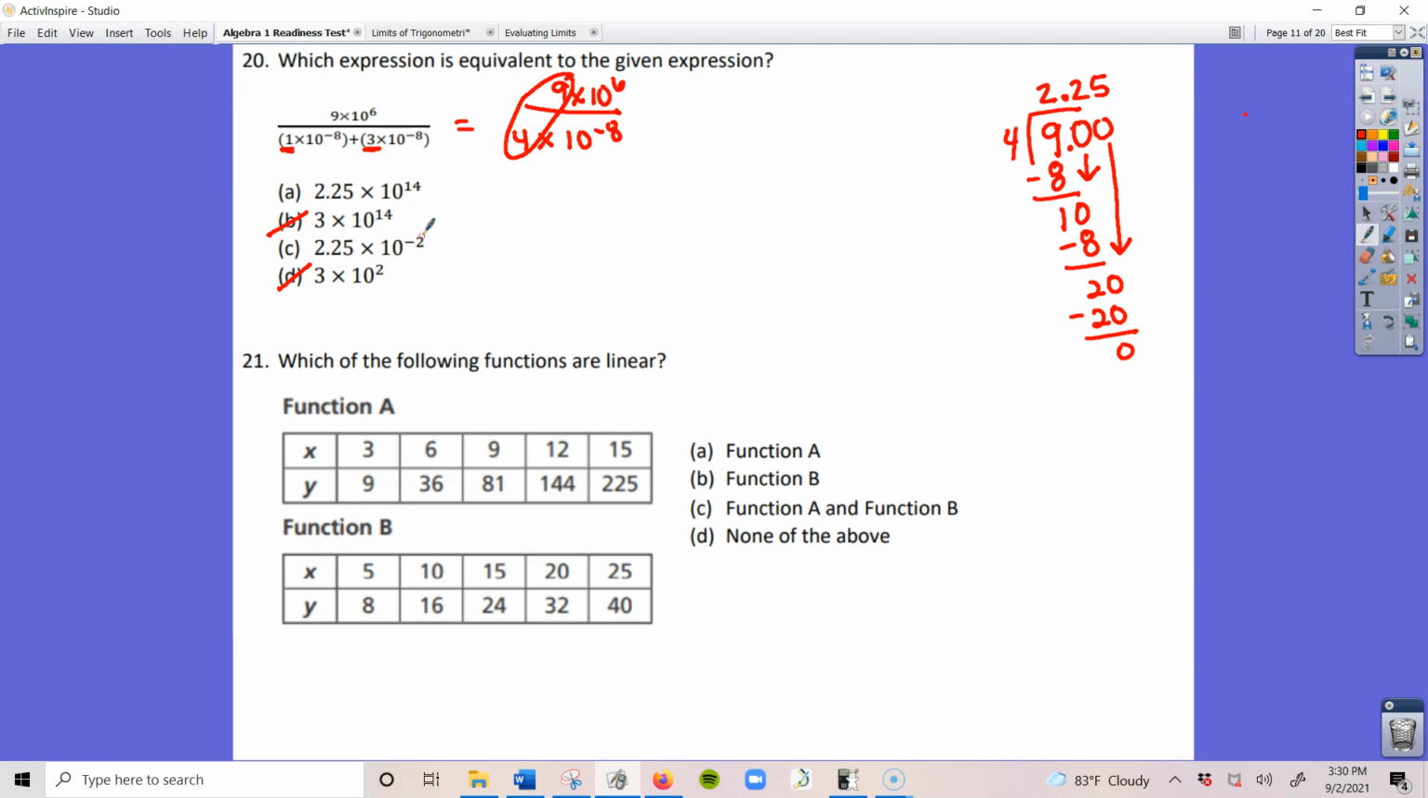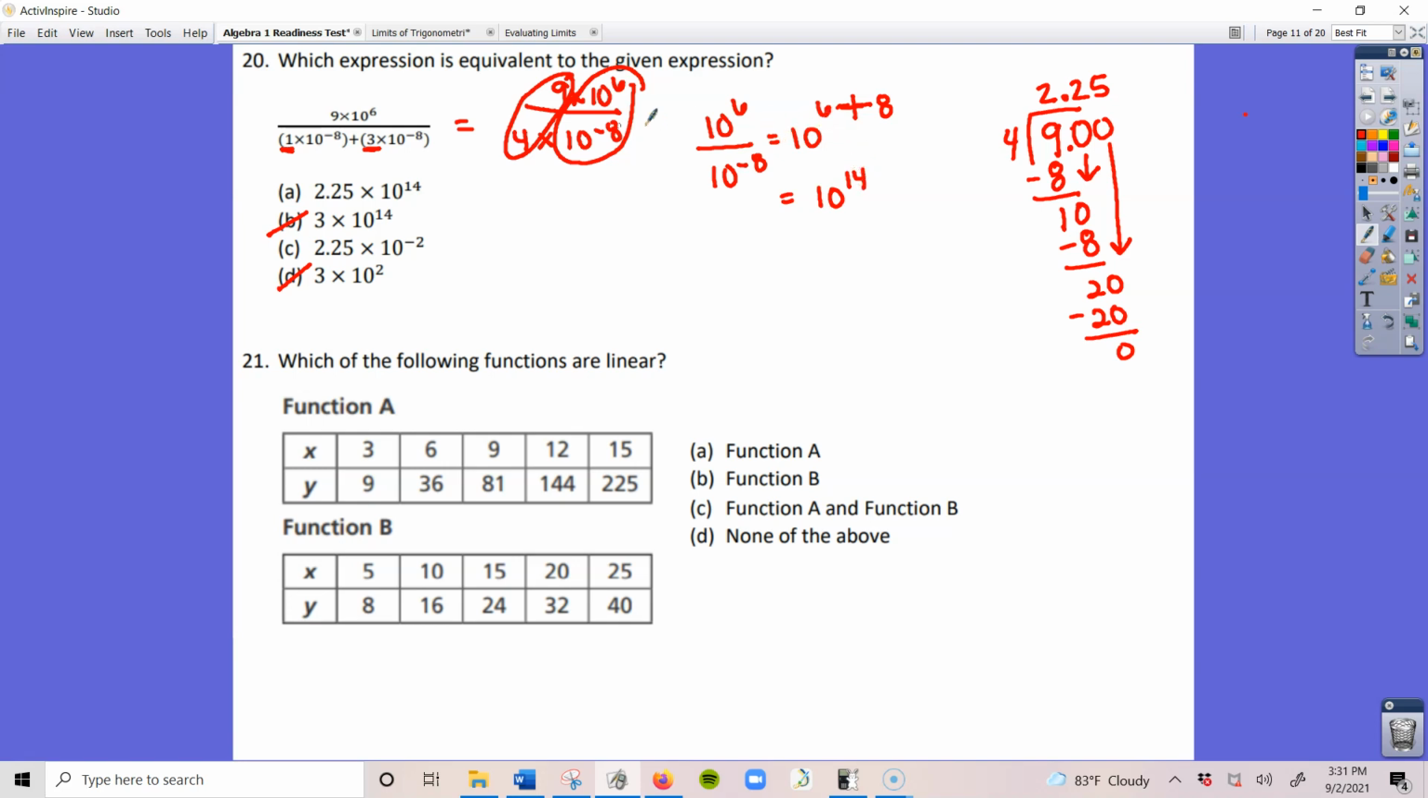Now we have to figure out which of these is the correct exponent. So we're going to do this part now. 10 to the 6 divided by 10 to the negative 8. Both of these have the same base. If they have the same base, you can apply rules of exponents. Rules of exponents say that if you are dividing, you will subtract those exponents. Always the top minus the bottom. So 10 raised to the 6 minus negative 8. Minus a negative turns into a positive. So this is going to equal 10 to the 14.